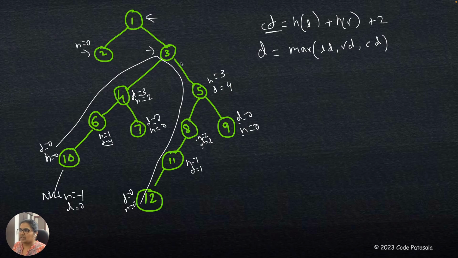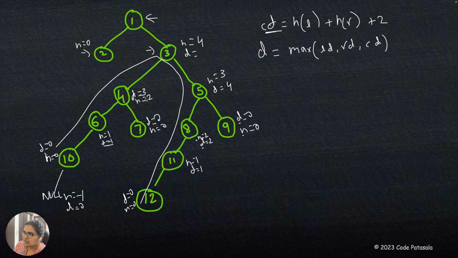So for node 3, now we have left diameter, right diameter, left height and right height. First let's calculate the height. Height is the maximum of left height and right height, plus 1. So the maximum of 2 or 3 is 3, 3 plus 1 is 4. Height is 4. Diameter would be the maximum of 3, 4, or 2 plus 3 plus 2.